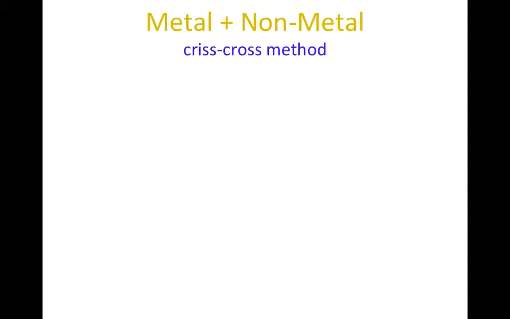The systematic way of doing that is called the crisscross method for a metal and a nonmetal, an ionic compound. Remember, it has to be something from the left of the stair step with something from the right. Covalents are both from the right, and there's no charges involved, just prefixes telling you what's there. Okay, so an example, calcium chloride.